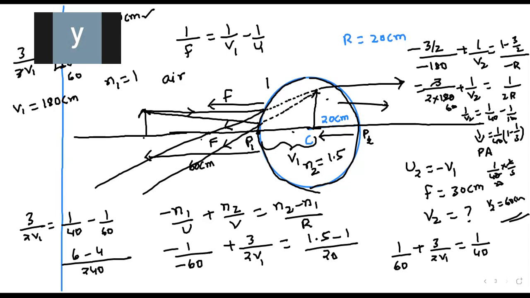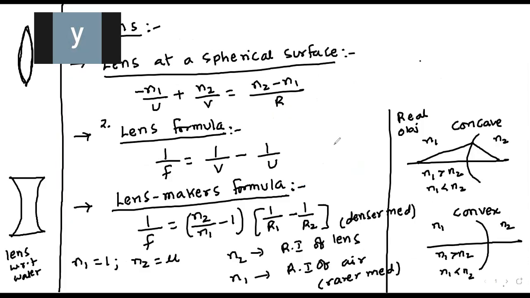Like this, we have the problems on the spherical surface. That is number 1. You know when we need to apply this lens formula. Object distance and image distance they gave, to find the focal length, then I will use this formula.